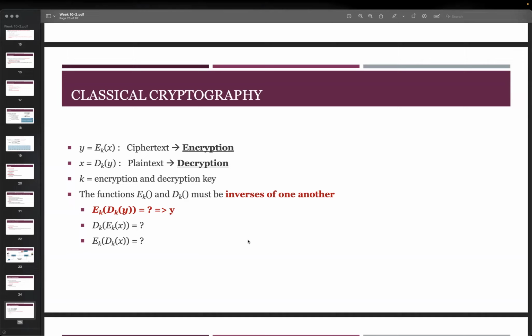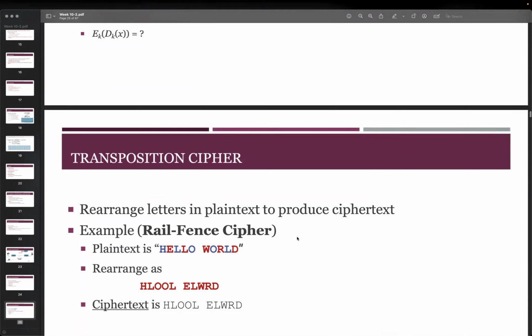If I give you the encrypted text, the ciphertext, after you decrypt it, can you, if it's a symmetric encryption, encrypt it back? It should be the same ciphertext. If it matches, that means your key is correct. So that's the logic.